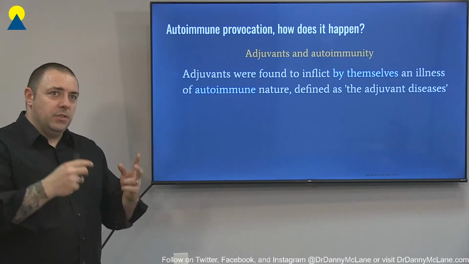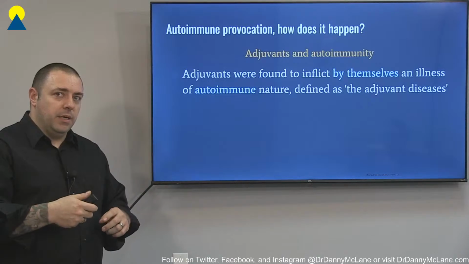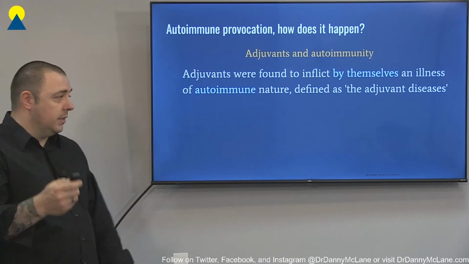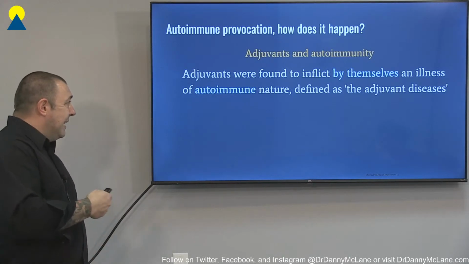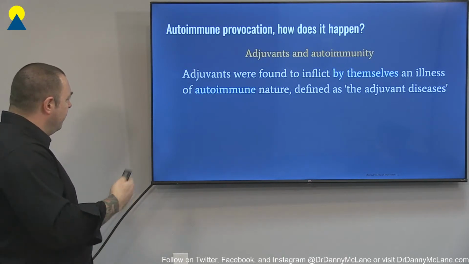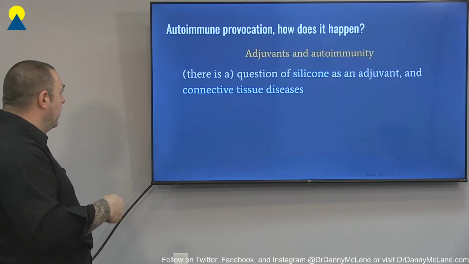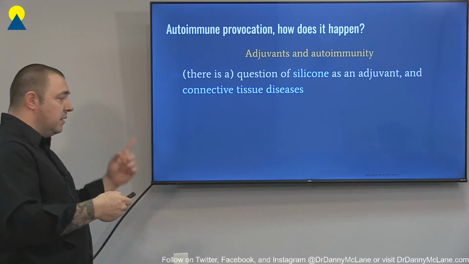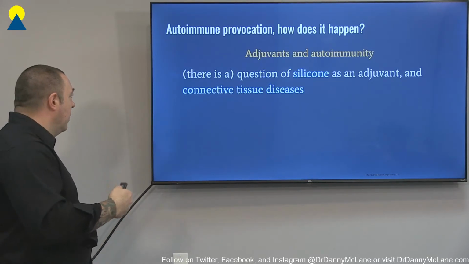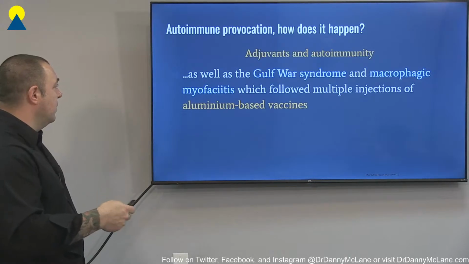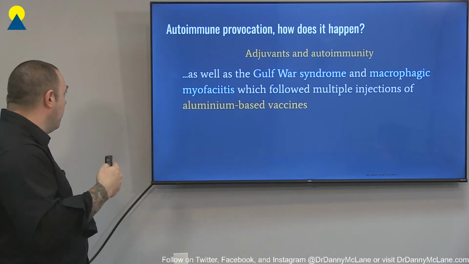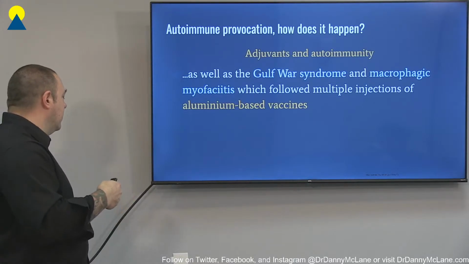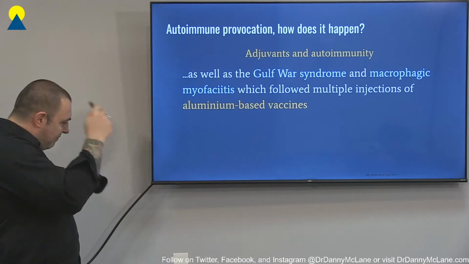But that's not comparing it to an actual empty injection, because the adjuvants can actually cause the same disease, whether it's with or without the proteins. So I think that's a bit of a trouble. There's a question of silicone as an adjuvant as it pertains to connective tissue diseases. That's something that's been shown in literature pretty consistently, as well as Gulf War syndrome and macrophagic myofasciitis, which followed multiple injections of an aluminum-based vaccine.